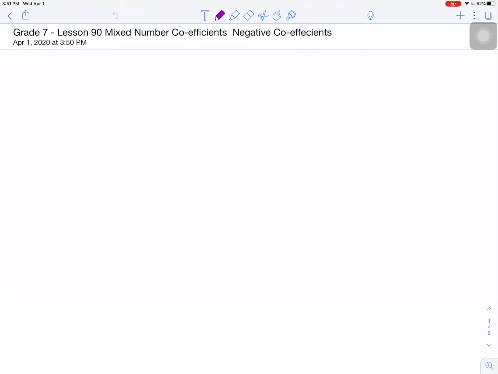All right, grade 7. We are working on lesson 90 here, and lesson 90 is talking about mixed number coefficients and negative coefficients. What is a mixed number? Well, you all know what a mixed number could be, right? 3.5. And a negative coefficient is basically a negative number. Coefficient of what? Well, if you have negative 3.5x or negative 3x.